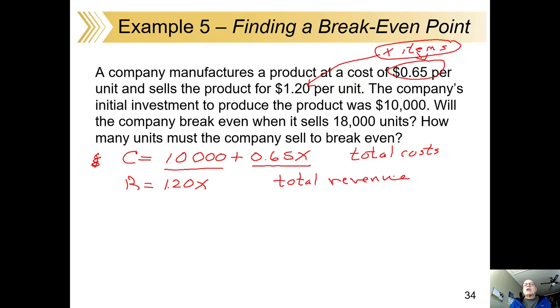Now, we're talking about breaking even. Breaking even means revenue and costs are exactly the same. So that means in terms of this, here's the money coming in, and here is the money going out. In, out. Well, we've got an equation here. We can solve that.